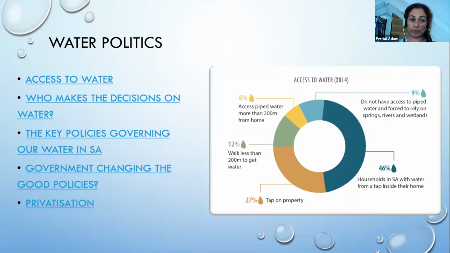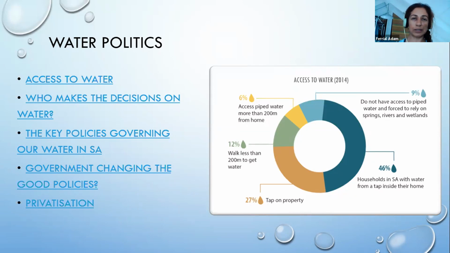We talk about the water politics. This is also another example of the graphics you'll find, which is different to your bar graphs. It's more exciting, it's nicer to use. And this is talking about access to water. You can have a look at that, but who makes the decision? So this section also deals with who makes the decisions on water.